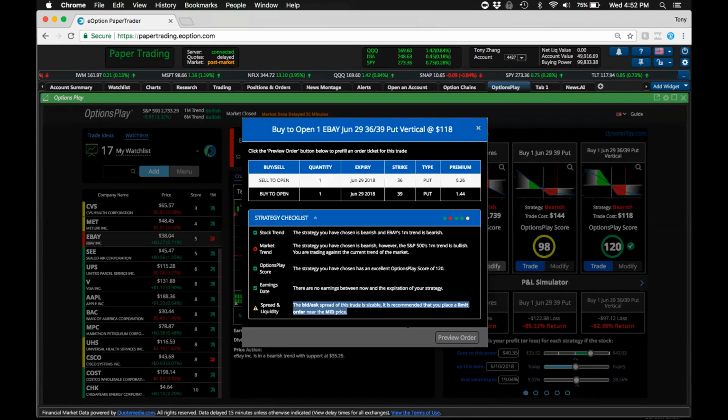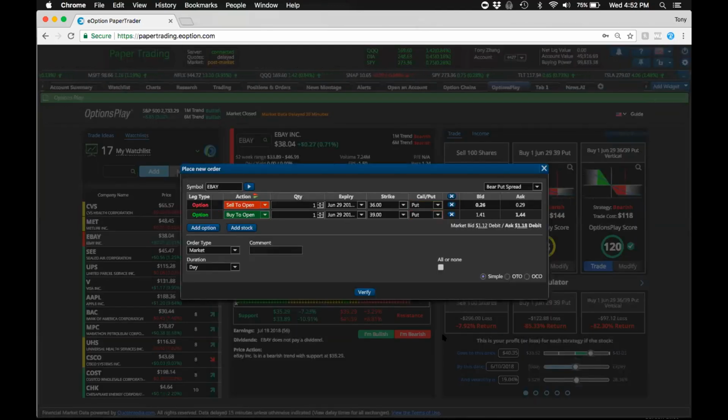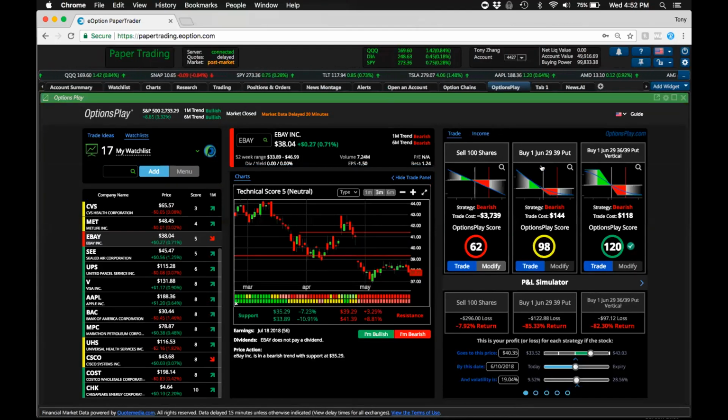And one of the best parts about our integration with Regal Securities is that you can just simply click on the preview order button, and what that will do is it will actually launch the trade ticket with everything filled out for you. So you don't have to fill out anything manually. It all automatically does that for you. You can just type in the limit order or market order and click on verify to send that order out. This is all designed to facilitate you finding an option strategy as easy as possible.